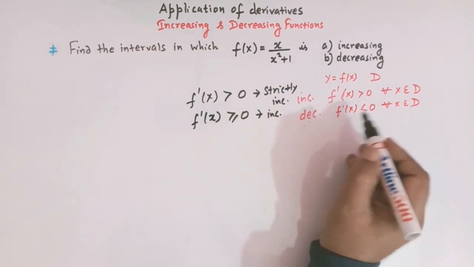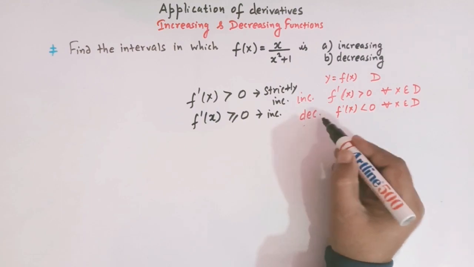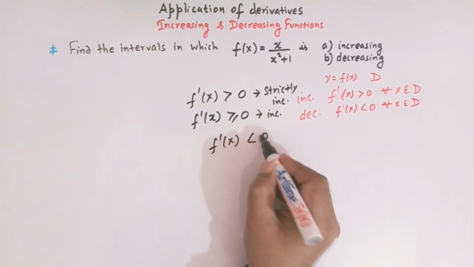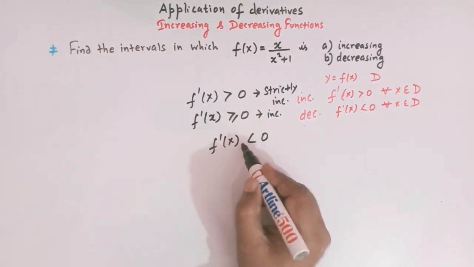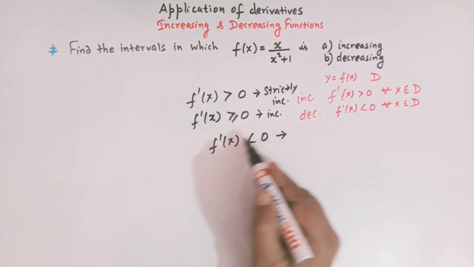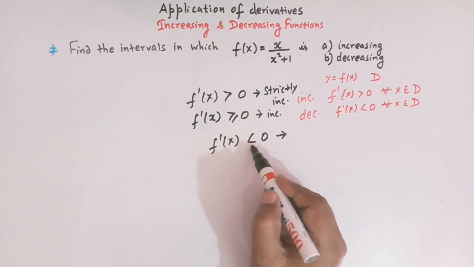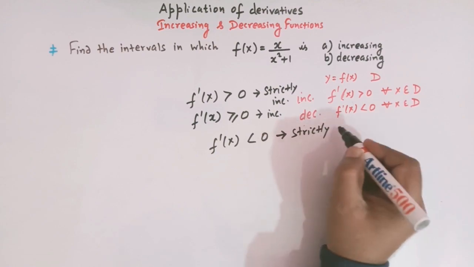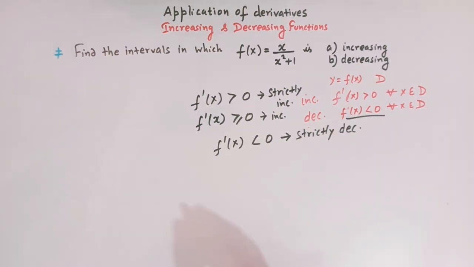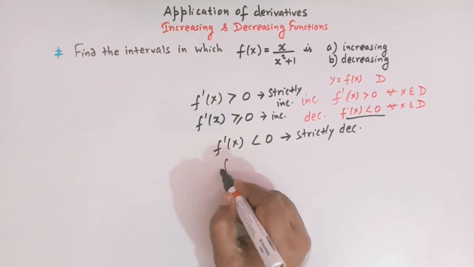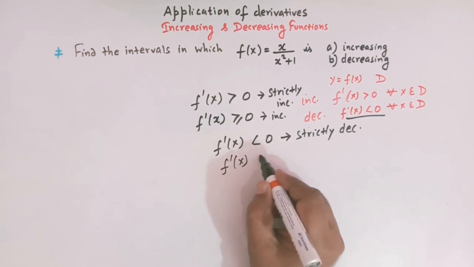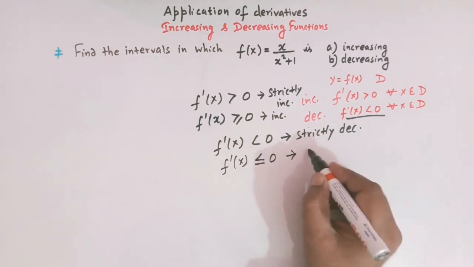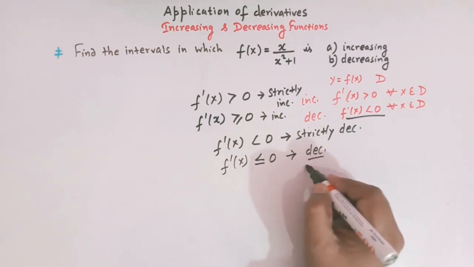Similarly, for a decreasing function, the condition is f prime of x is less than 0, so the derivative is less than 0. When we do not take the equality sign, we say that the function is strictly decreasing. But when we take the condition f prime of x is less than or equal to 0, then we simply say that the function is decreasing.